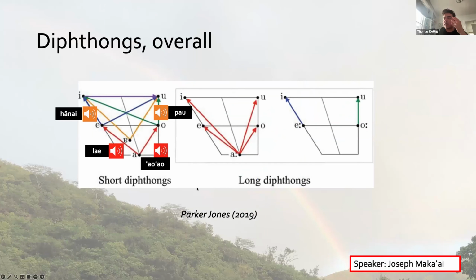But going to the diphthongs, which is where I was interested in going for these comparative purposes, I'll play these again for you. So A and I, and then we have O and Ao.